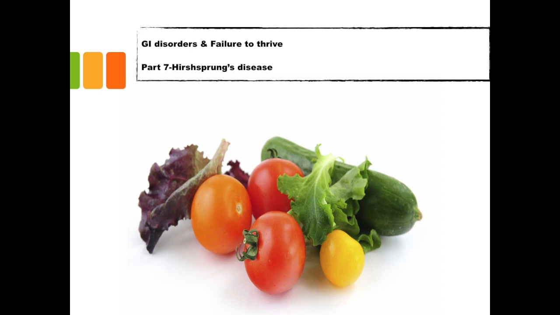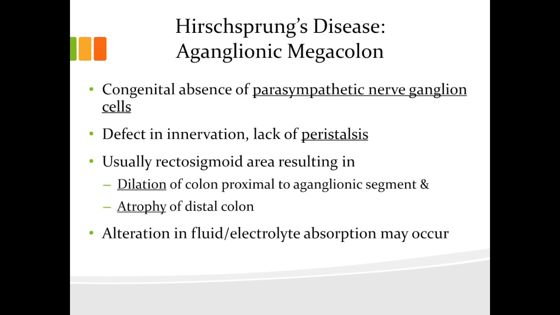Part 7 of GI disorders is going to discuss Hirschsprung's disease. Another name for Hirschsprung's disease is aganglionic megacolon. When you break those words down, you'll be able to realize what this is. You all should know that a ganglion is the nerve. When we put an A in front of it, it means no nerve.